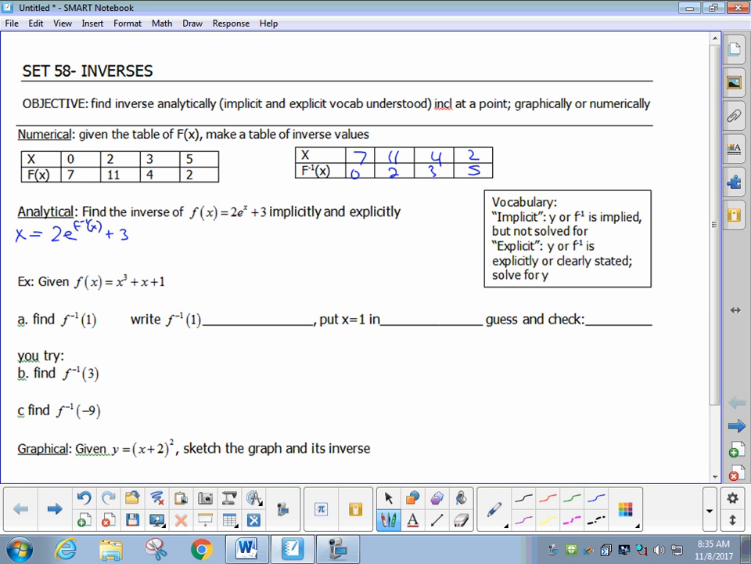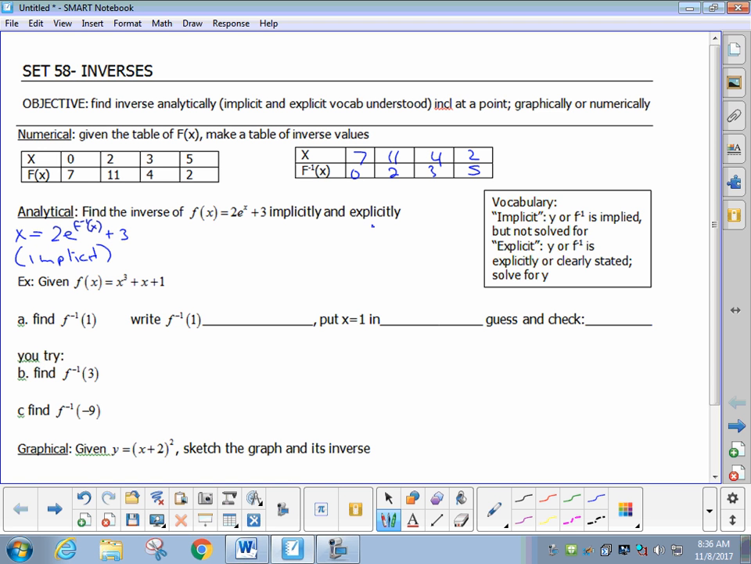Now that's implicit, okay? That's the inverse. I found the inverse because I switched. It's implicit because it's not solved for. The inverse is implied with it. But if they ask for explicitly, then I have to solve for the inverse. So, this is implicit, how would you find the inverse or isolate the inverse? Three steps, go.